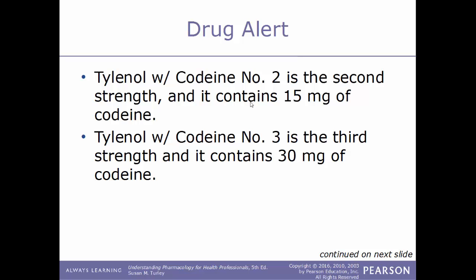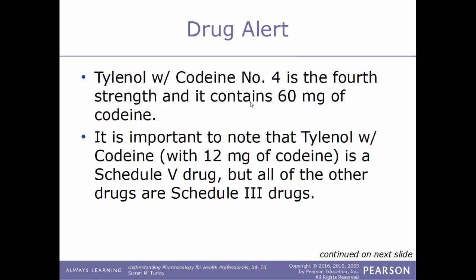Tylenol with codeine number 3 is stronger still. It has 30 milligrams of codeine. And Tylenol with codeine number 4 is the strongest of the four types and has 60 milligrams of codeine. Now, it's important to note that Tylenol with codeine at the very low level with only 12 milligrams is a Schedule V drug, but the other three types that we mentioned are all Schedule III drugs.